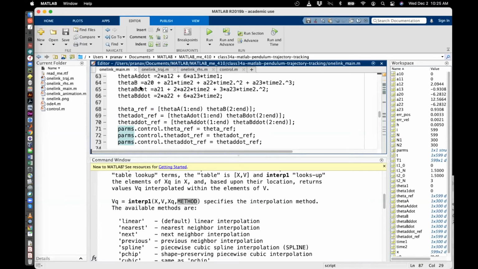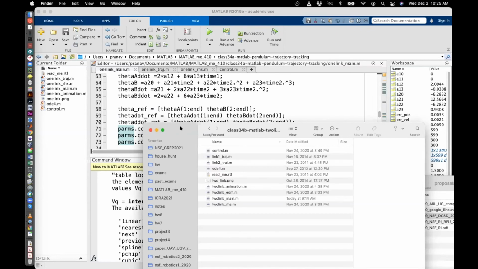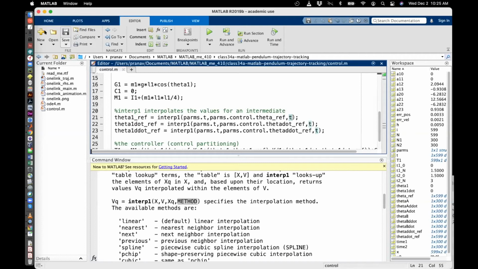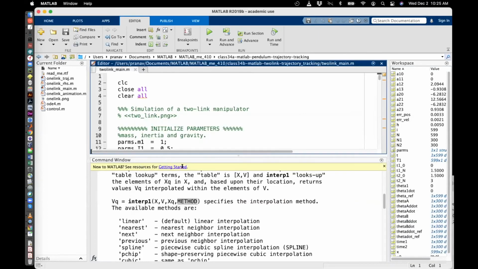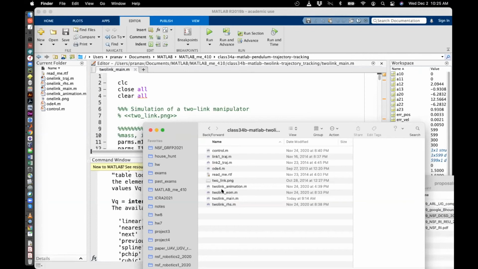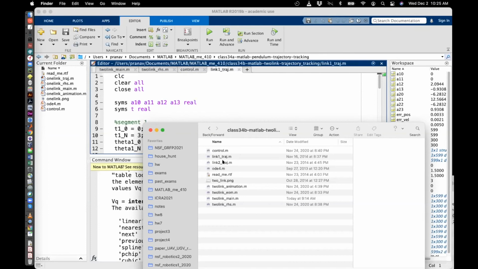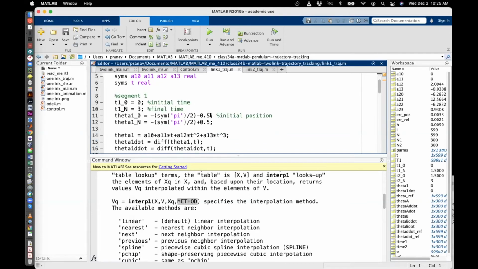Okay, now let's see the other example. This is the double link pendulum. So again, I'll open similar files: link main, then the right hand side, the control, and then the trajectories. Okay, so these have the same meaning as for the single link pendulum. For the single link pendulum, there's a traj file which generated the trajectory. This one does the same thing.